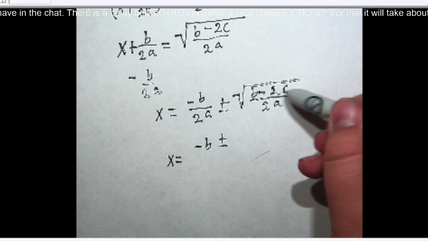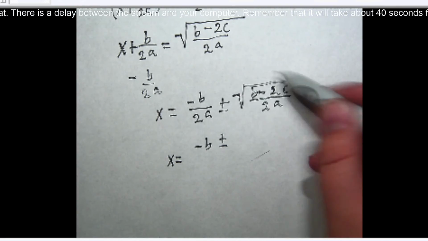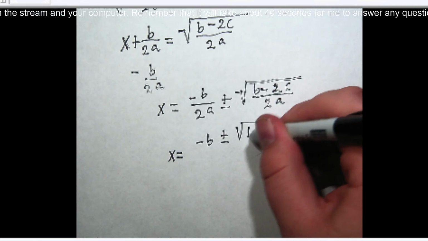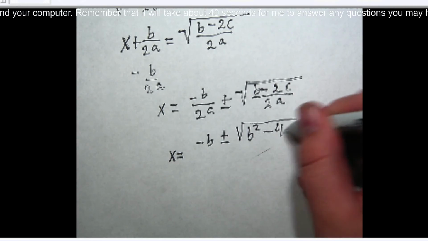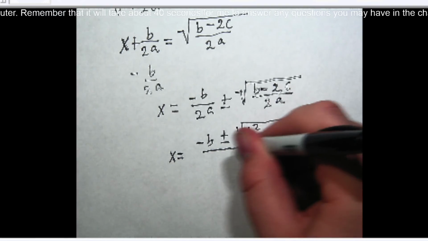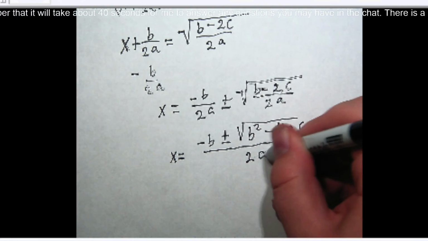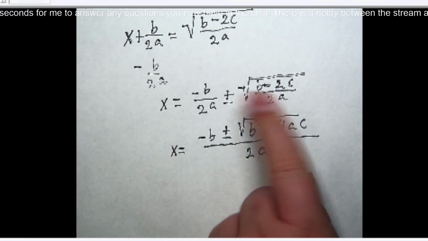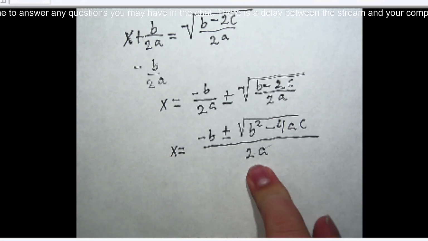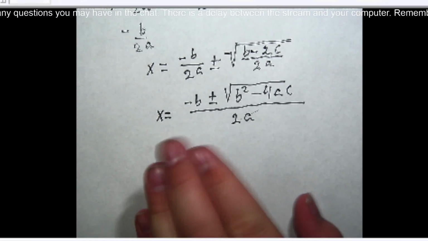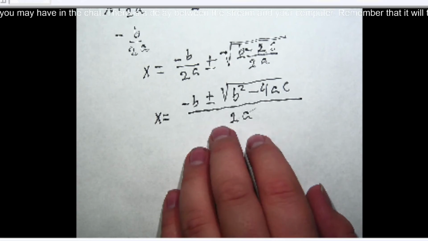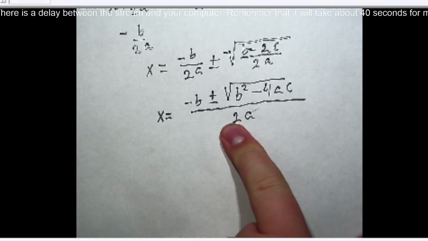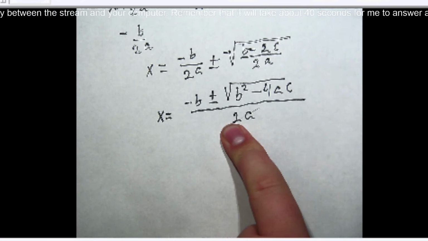Because remember, we took the square root of this side. So whatever this answer would be, it's plus or minus that. The square root of b squared minus 4 times a times c all over 2a. Okay? So again, this technically is solved, but I clean it up a little bit and get this. This is what is known as the quadratic formula. This can solve any quadratic equation. No matter what you throw at it.